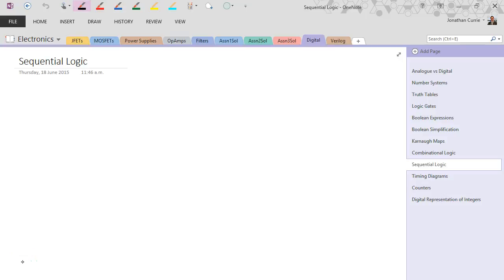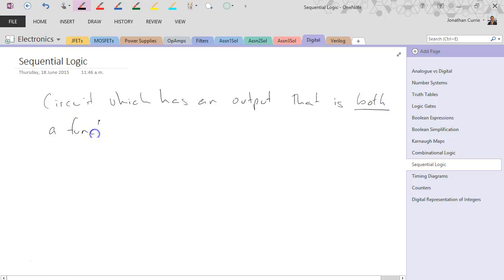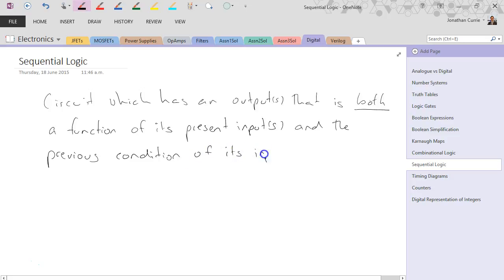In this video we're going to be having a look at sequential logic circuits. Now a sequential logic circuit is a circuit which has an output that is both a function of its present input or inputs, I should say outputs as well, and the previous condition of its inputs and or outputs.